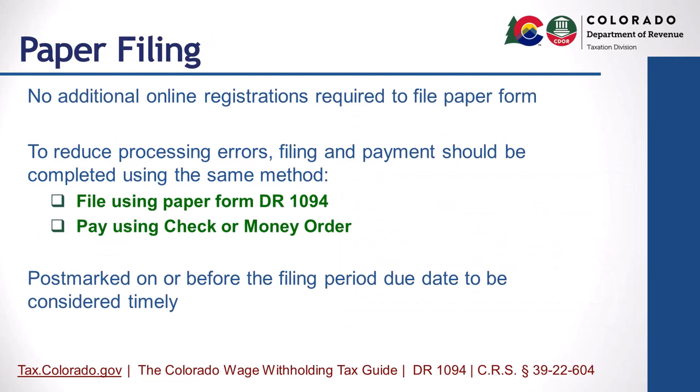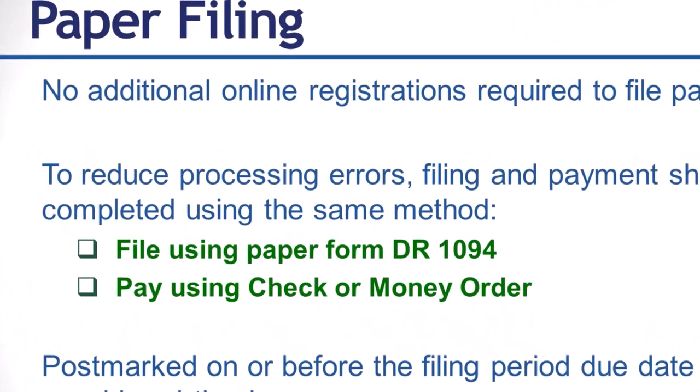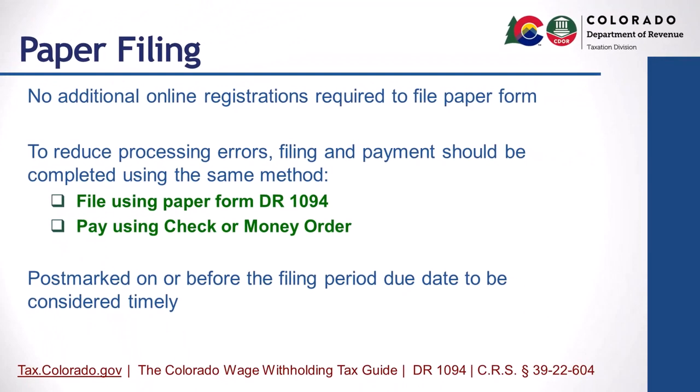An employer who is not required to remit payment via EFT can instead file returns using Colorado W-2 Wage Withholding Tax Return Form DR 1094. When filing using paper Form 1094, payment should be made by check or money order to prevent processing delays and errors. Paper returns and payments must be postmarked on or before the applicable due date to be considered timely.